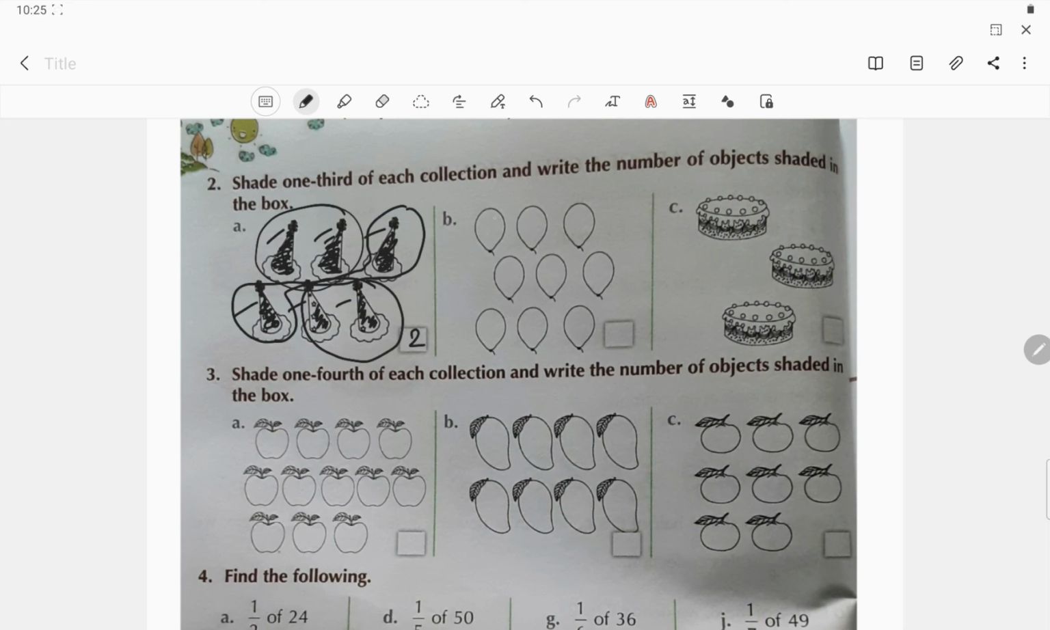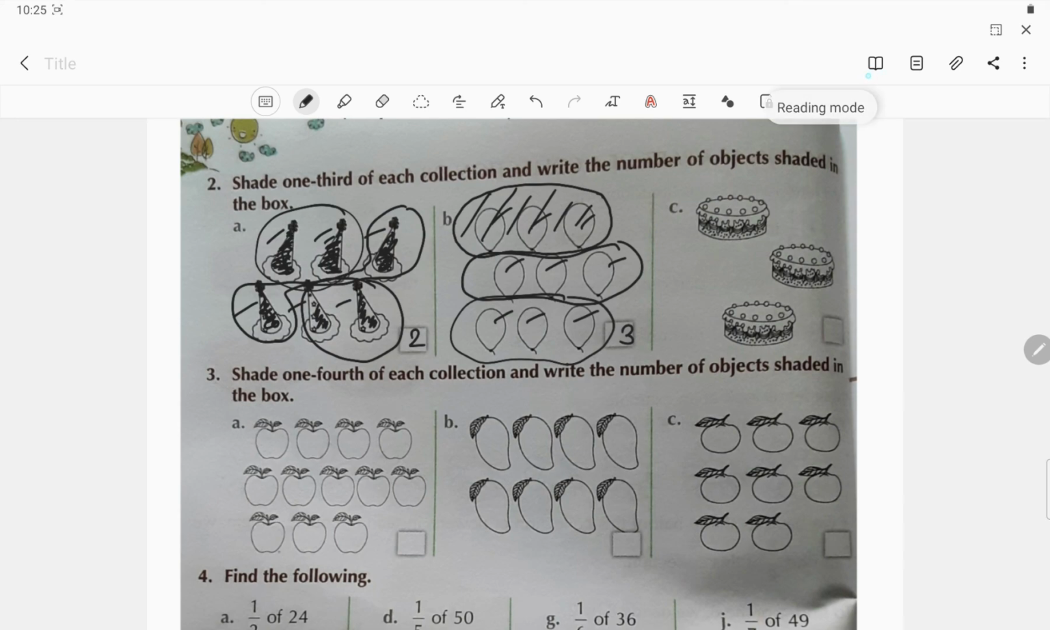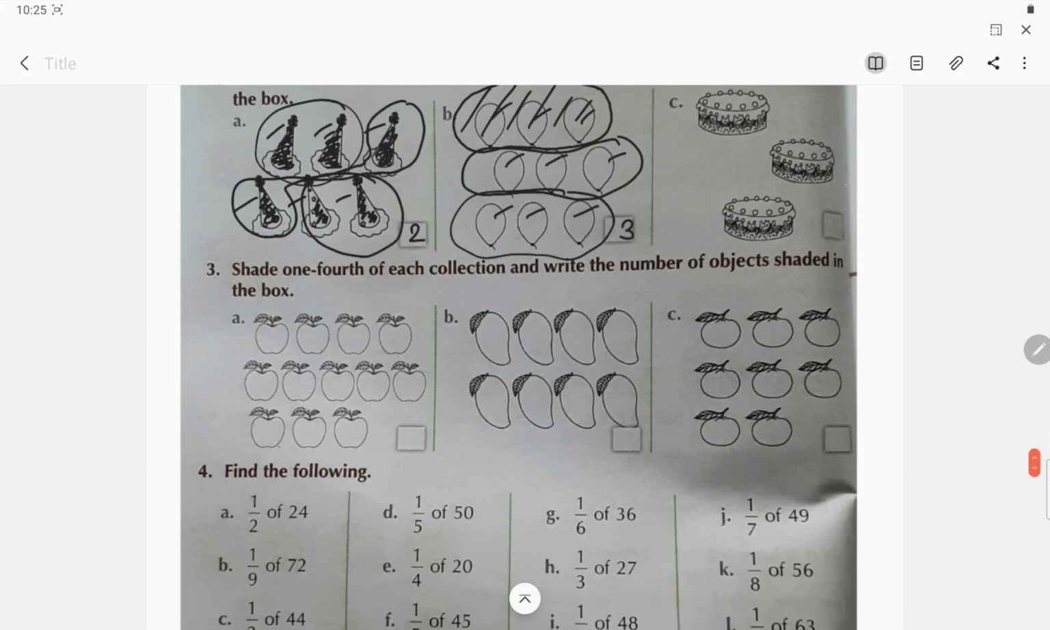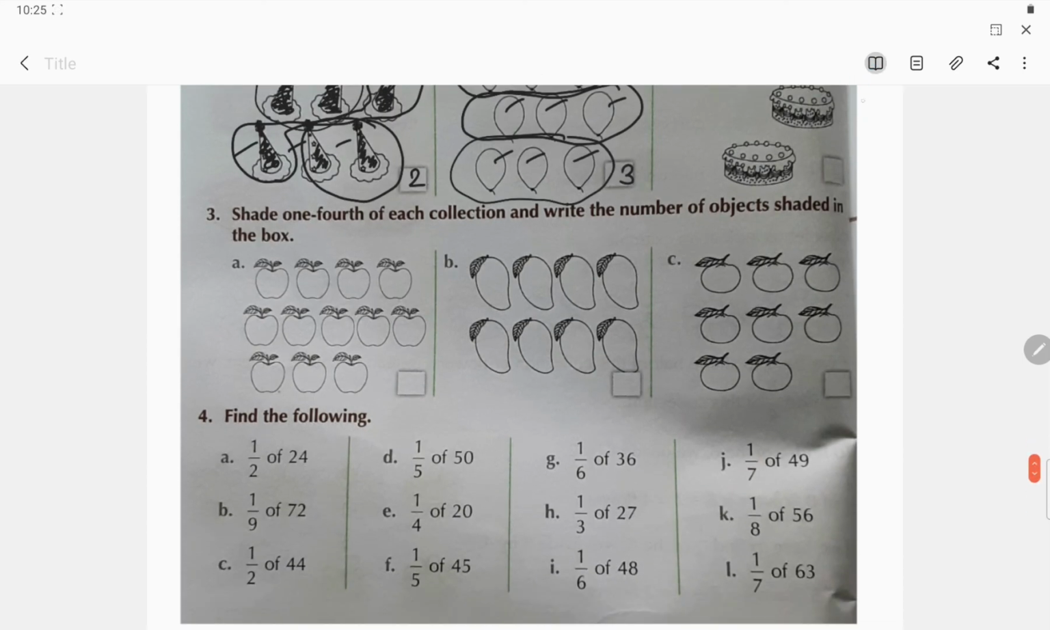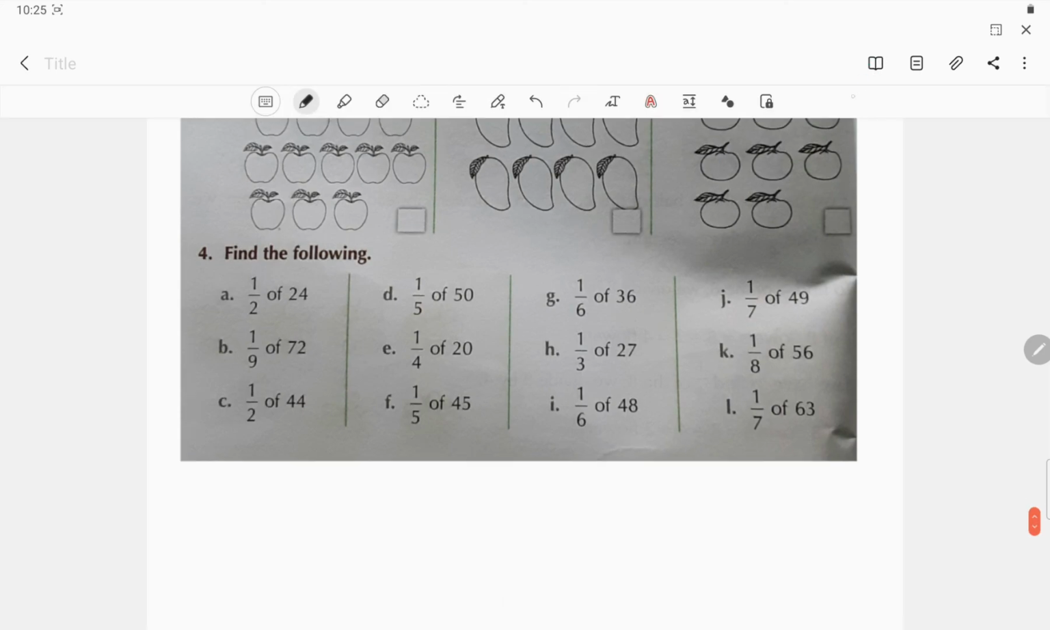Similarly, question B: 1, 2, 3, 4, 5, 6, 7, 8, 9. You need 1/3. That means you have to divide into groups, each containing 3 balloons. So you can divide into 3 portions. That is 1/3. So your answer will be 3 here. Similarly, you can do question C, number 3. You can do it. Okay, please do it by yourself.